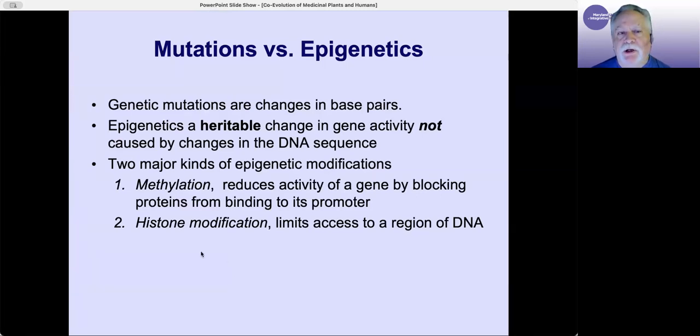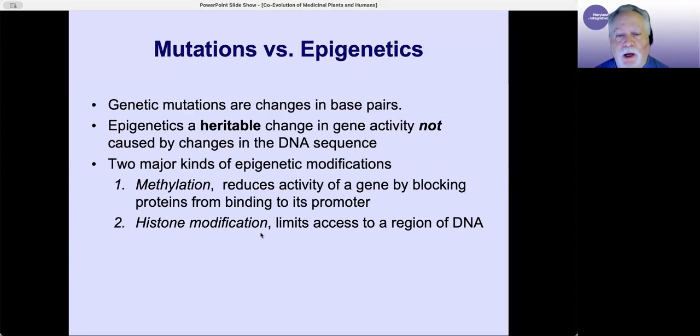Mutations are, genetic mutations are changes in base pairs, if you remember your basic biology. Epigenetics is heritable change in gene activity. It's not caused by change in the actual sequence. So the genes remain the same. But what we'll see is something called methylation, where a methyl group is added to a gene, and that actually reduces the activity of that gene by blocking where proteins can go and bind at something called the promoter region. Imagine it as an individual with a flag waving over here, over here, over here. And that flag waver gets shut down.